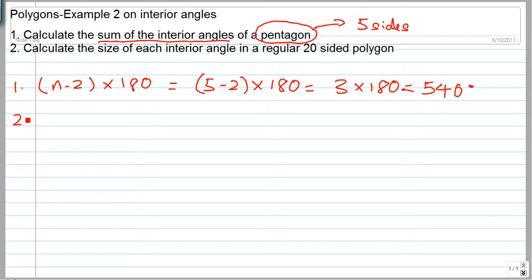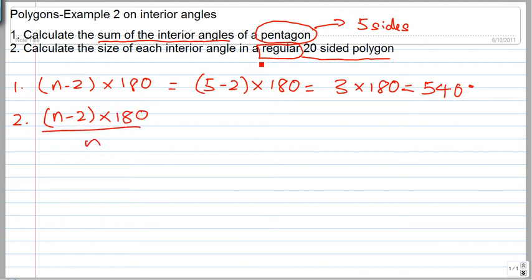Now number 2: calculate the size of each interior angle in a regular 20-sided polygon. This time round they tell you that it's regular. So what do you do? You take n minus 2 times 180 divided by n. This is the formula for finding the size of each interior angle, where n is the number of sides.